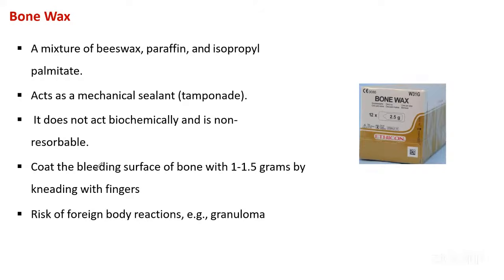You can coat the bleeding surface with 1 or 1.5 grams by kneading it with your fingers. So you apply it in the socket or in the bone that's bleeding, and then you block the bleeding. Maybe at the end of the procedure, you can remove it if hemostasis is achieved. If you leave it, there is a risk of foreign body reaction.